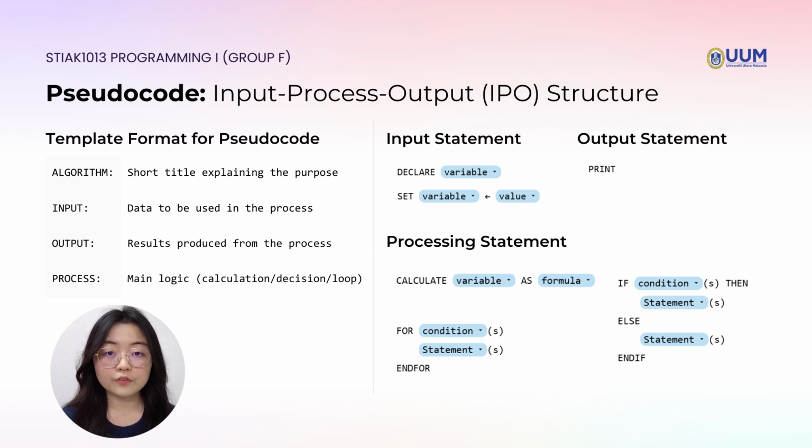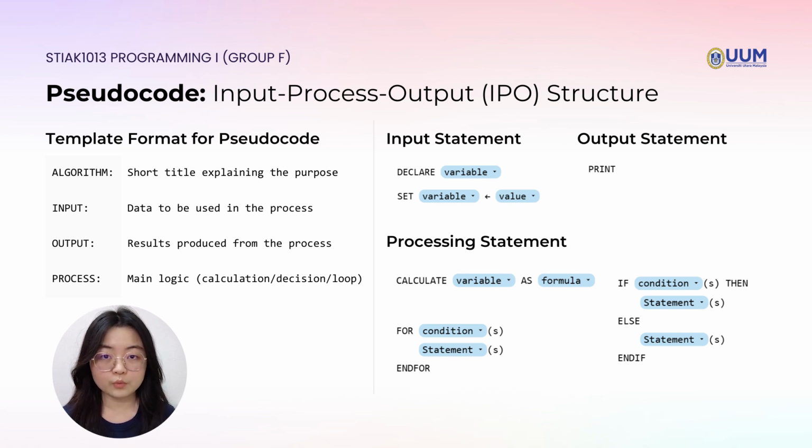The pseudocode follows the input, process, output structure. I label the algorithms with a short title that explains its purpose. The input is the data collected to be used in the process. The process contains the main logic and operation, including calculations or decision-making using the input data. The output is the result calculated and returned by the process. Next, I will explain the syntax I use to write the pseudocode.